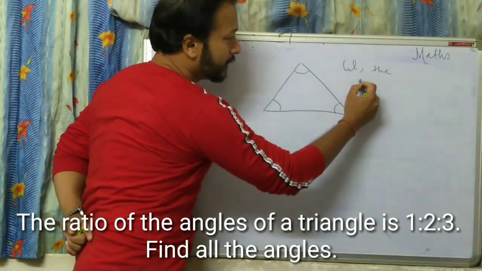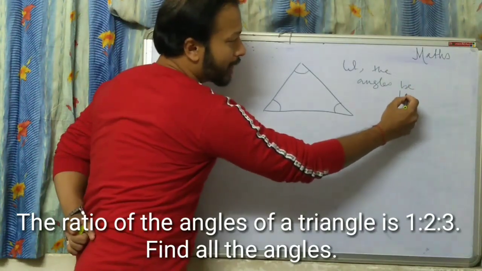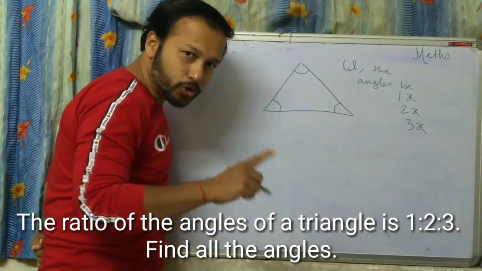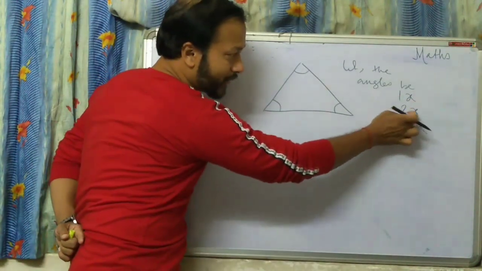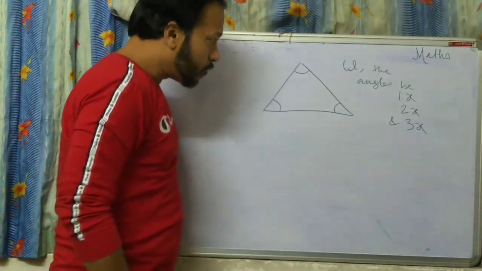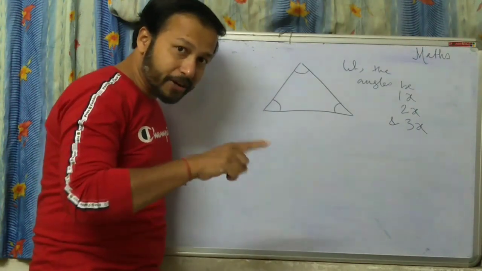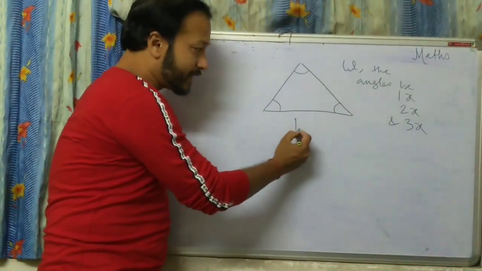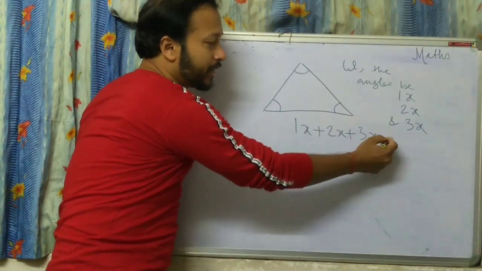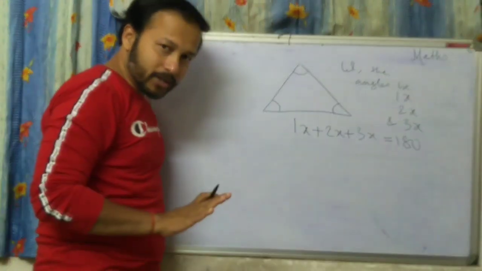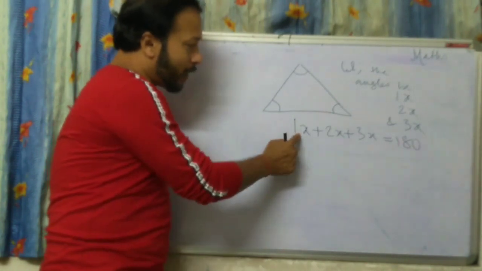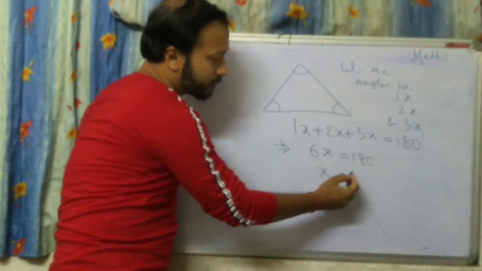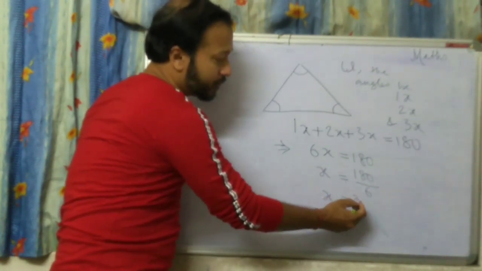Let the angles be 1x, 2x, 3x. Why? Because ratios are given 1:2:3. That's why we are writing 1x, 2x and 3x. Fine. Now, we know that sum of all the angles of a triangle is 180 degree. So we can write that 1x plus 2x plus 3x equal to 180 degree. Any doubt? Fine. Next, 1x plus 2x plus 3x, total 6x equal to 180. So x equal to 180 by 6. So x equal to 30 degree.